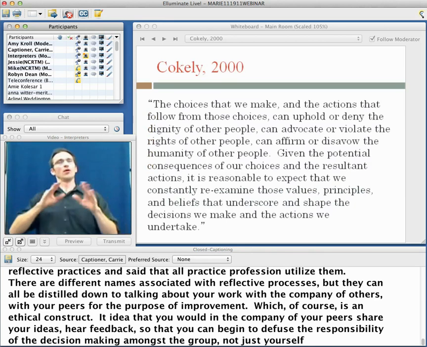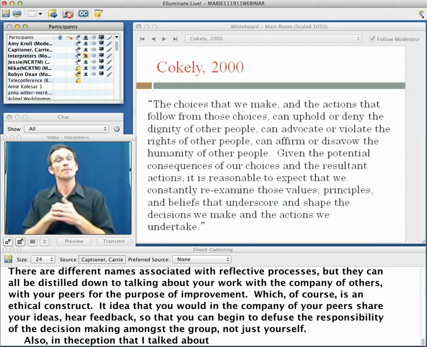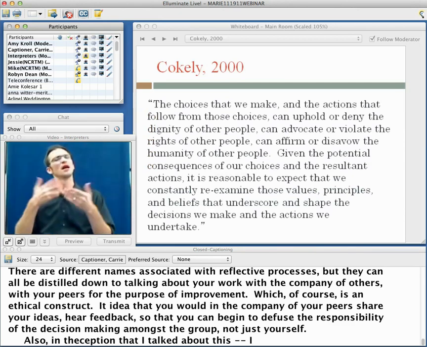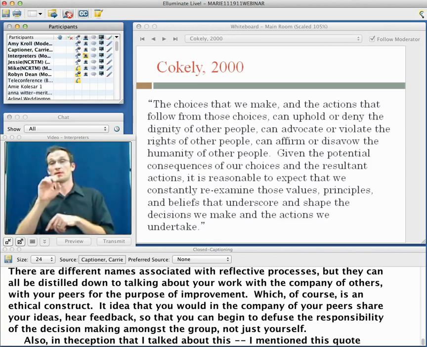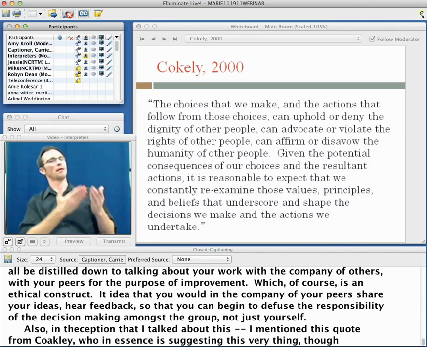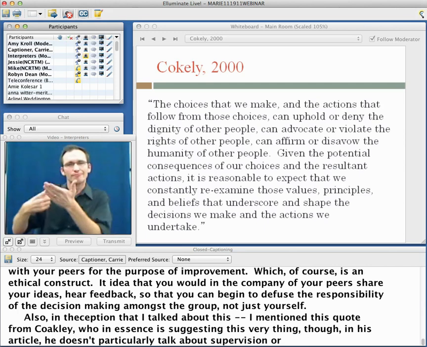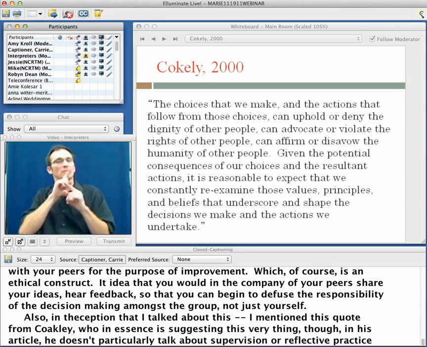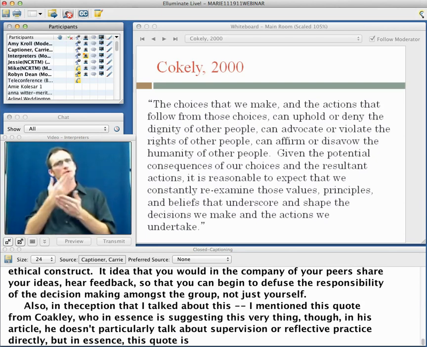And also in the session that I talked about this, I mentioned this quote from Coakley, who in essence is suggesting this very thing, though in his article he doesn't particularly talk about supervision or reflective practice directly. But in essence, this quote really is compelling the profession to consider this as an ethical mandate.